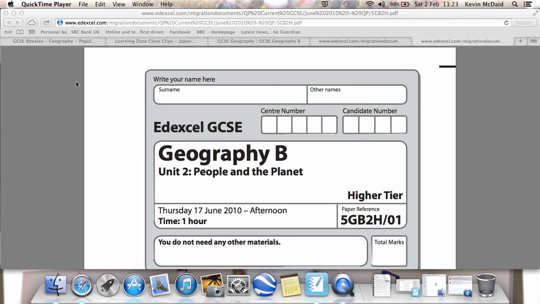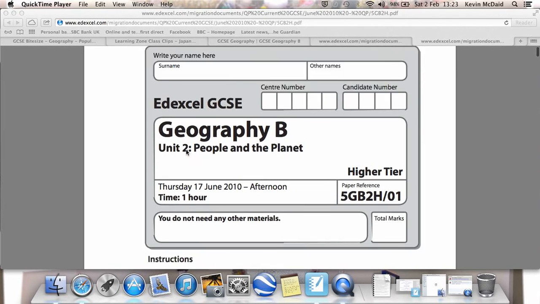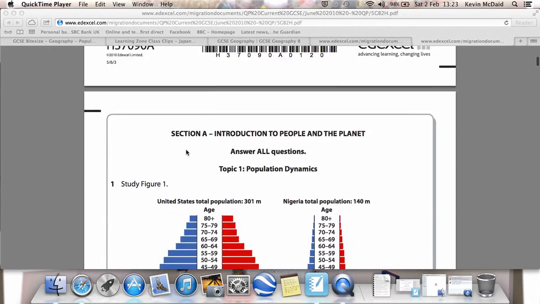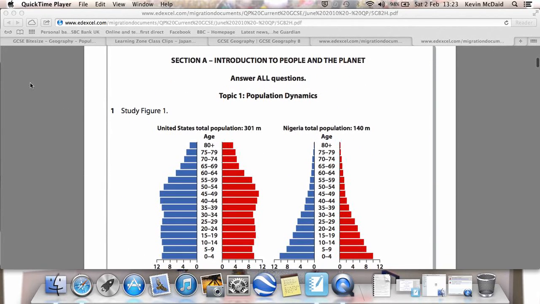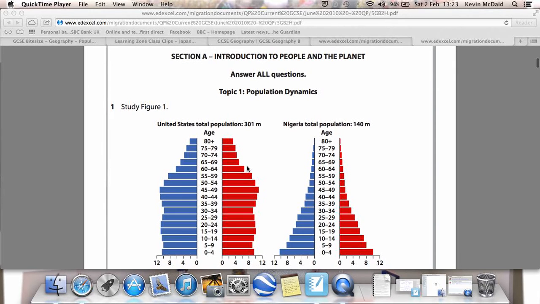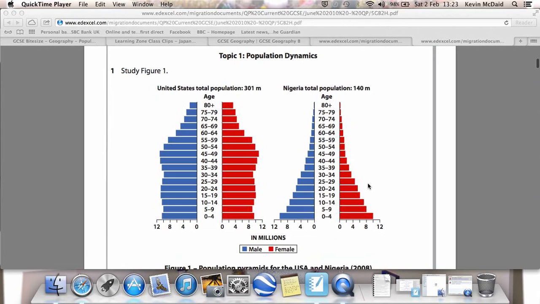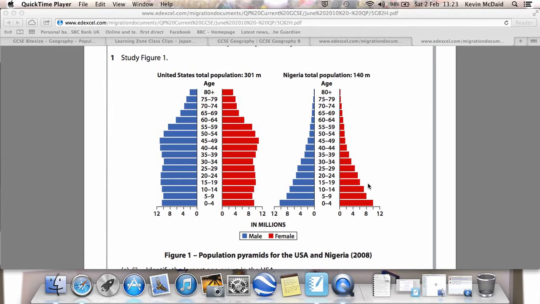Right, so this is an example of a higher exam paper for Unit 2. If we go to the first section, which will be population. Out of 8 marks this section, it will start off with a couple of 1 mark or 2 mark questions, sometimes with a picture like we have here of 2 population pyramids. United States and Nigeria. A couple of key terms to do with population pyramids.